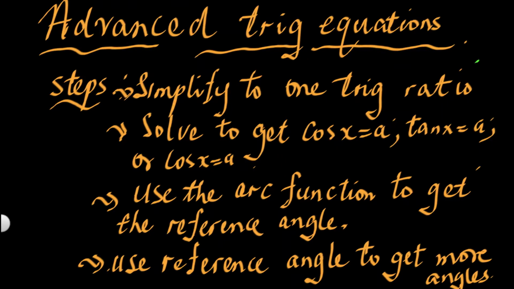What you do first, you try to simplify your equation so that it contains one trig ratio. By this, I mean it contains only cosine or sine or just tan in that equation, and then you solve to get something like cos x equals a, where a is a constant and x is the unknown that you want to solve for. You solve to have cos x or tan x or sin x equal to something.